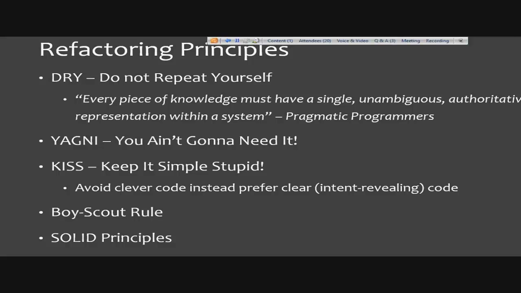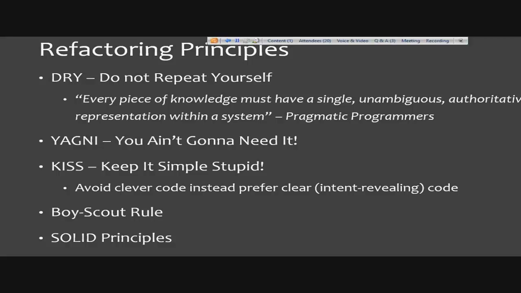In simple terms, it is trying to say that whenever you are refactoring, try to avoid, remove or eliminate duplicate code, nothing else. That's one of the things you should target when you are seeing a refactoring opportunity. Second is YAGNI.